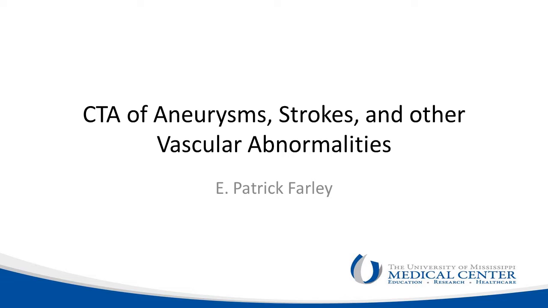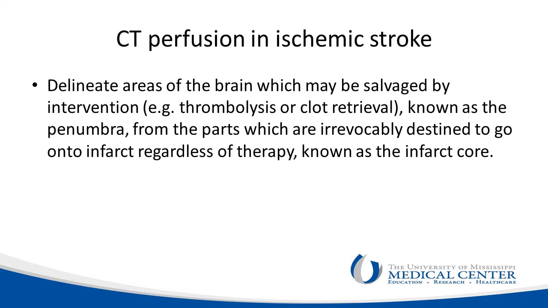This is part 6 of the discussion of CTA. We're going to talk about CT perfusion in stroke. The point of CT perfusion is to figure out the penumbra, or the area of brain that could be salvaged with thrombolysis or clot retrieval, and differentiating that from parts of the brain that have been irrevocably damaged to go on to infarct. That's the infarct core.